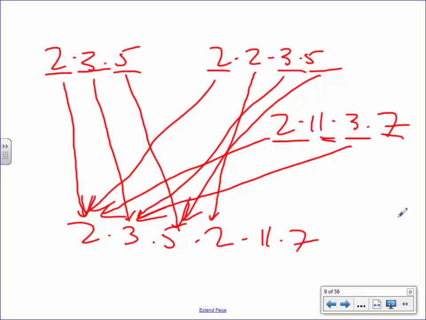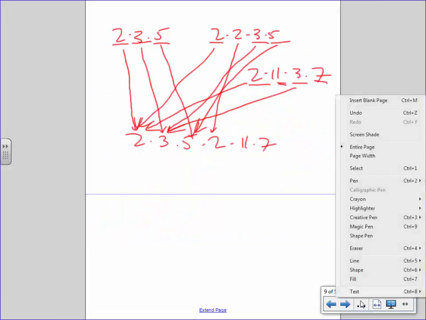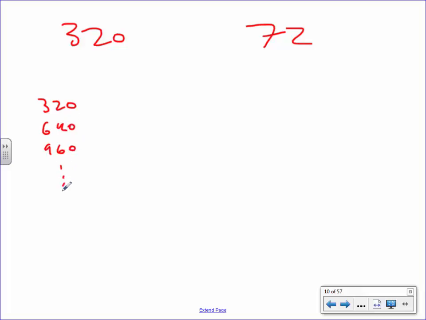Can I do one more example of this and then we'll call it a day? I just want to make sure I don't lose you on this one. Okay, let's do one more. Let's pick 2 numbers that are really big, like say 320 and 72. If I were to write out a list one at a time, it would look like this: 320, 640, 960, blah, blah, blah. It's going to take forever, right? So first, let's break things up into the factors.